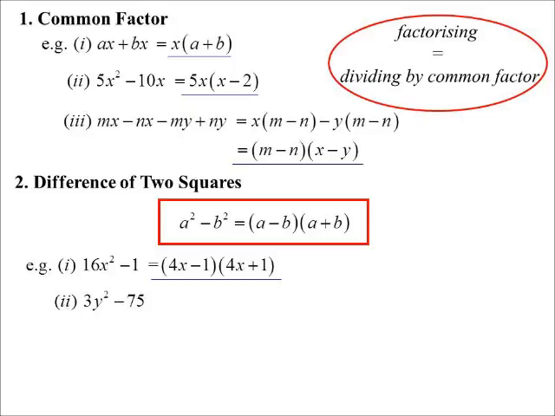3 is not a perfect square, neither is 75. I suppose I could write it as root 3y plus root 75, root 3y minus root 75, but in this case that would be rather stupid. Because what should I have done? Right, go back to rule number 1. Always look for the common factor. Take out a common factor of 3, and then it becomes a lot easier. Y squared minus 25. And so we have y plus 5, y minus 5.